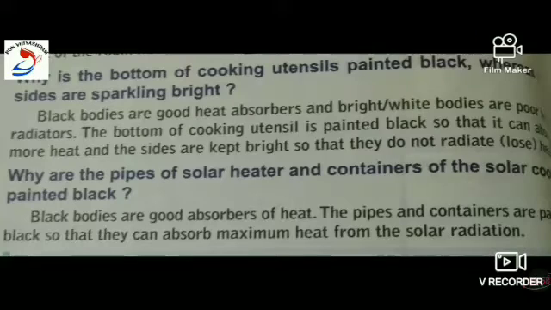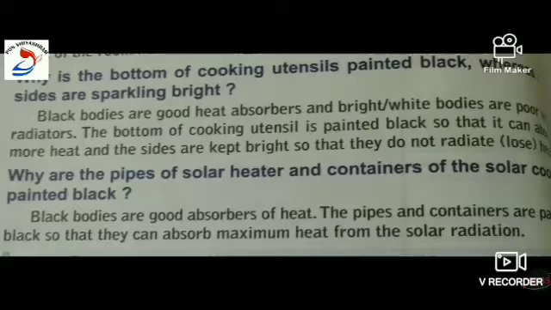Now, let's see a few applications of radiation. Why is the bottom of cooking utensils painted black, whereas the sides are sparkling bright? Black bodies are good heat absorbers and bright white bodies are poor heat radiators. The bottom of cooking utensils is painted black so that it can absorb more heat, and the sides are kept bright so that they do not radiate heat.